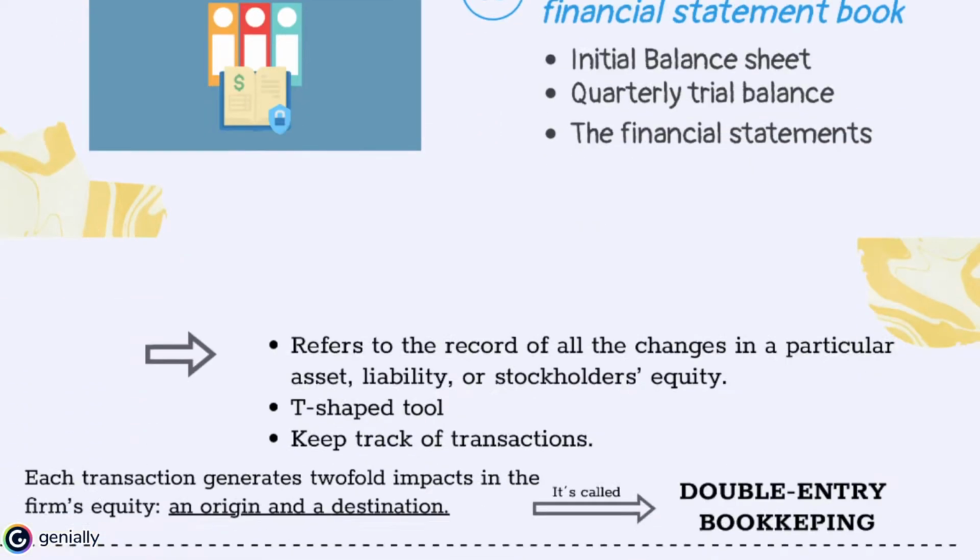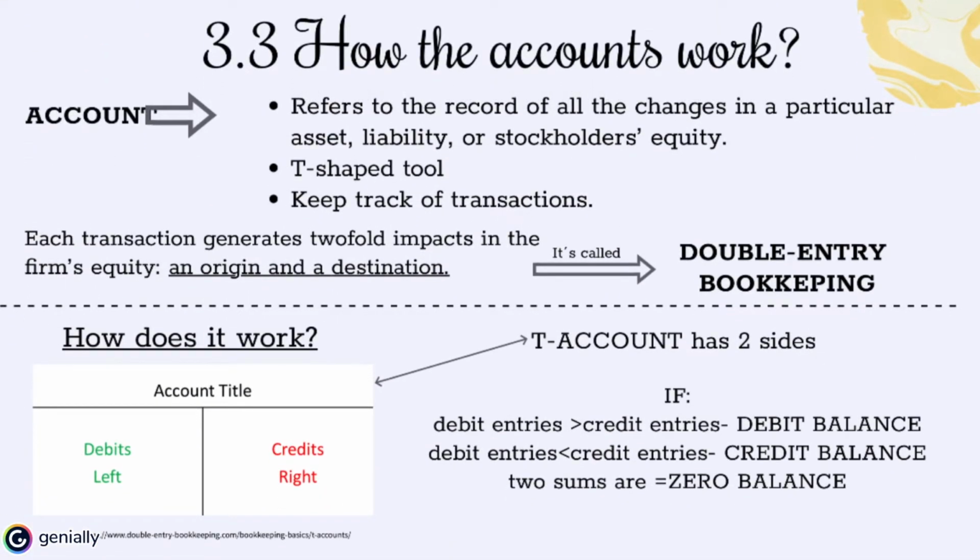An account refers to the record of all the changes in a particular asset, liability, or stockholders' equity. It is a T-shaped tool and it is used to keep track of transactions. Each transaction generates a twofold impact in the firm's equity, an origin and a destination. It is called double entry bookkeeping.